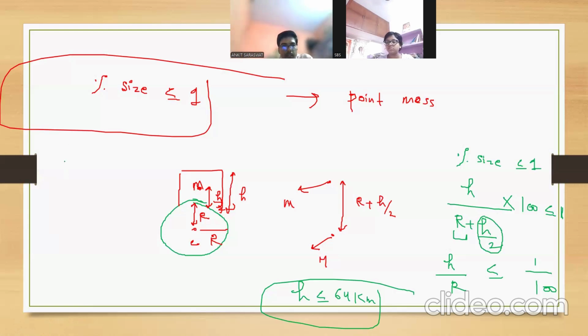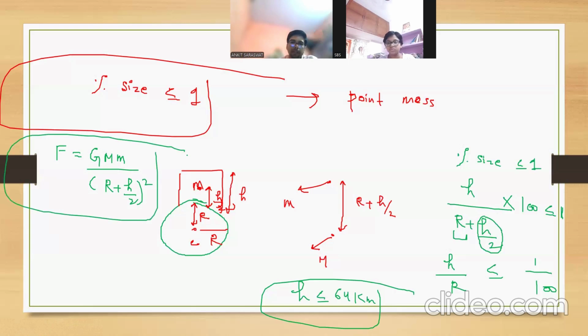And one more thing: if you know that F is equal to G m1 m2 by r square, you can apply this formula. What is the separation between these two bodies? R plus h1. You can apply F is equal to G m1 m2 by r square here. So this is, I think, clear to you: gravitational mass, inertial mass, laws of gravity, and where we can apply them. Percentage size must be less than or equal to 1. It should be a point mass. Clear? Next.